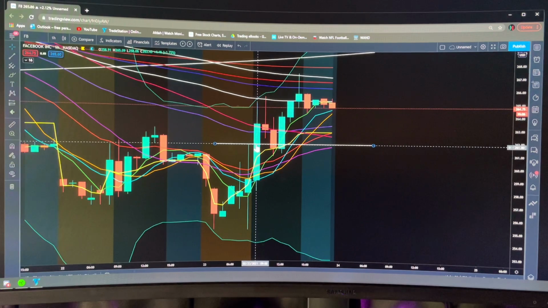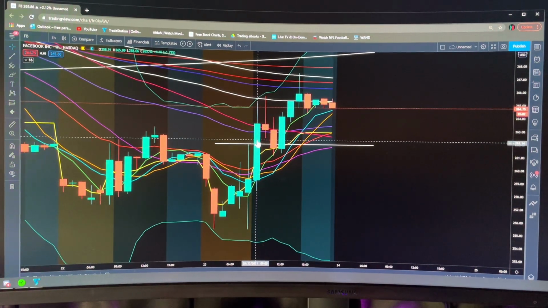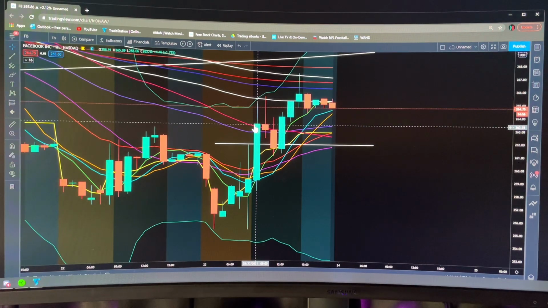So I marked my line here, which is my resistance, and I got into the entry right here. Tape looked strong as well. Buyers were stepping up, so I took on this trade and I took profits right here at this moving average. It did push up a little bit more, but the momentum was not there. So I was looking to exit this trade, which was for a small profit of $55.